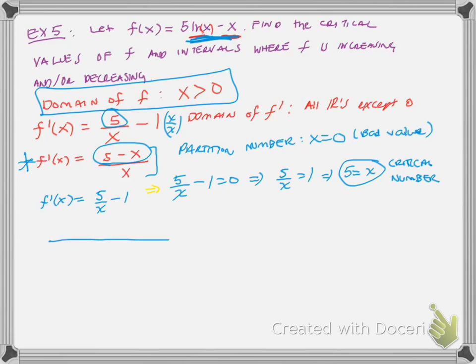Okay, so when we do our sign chart, we have 0 and we have 5. That's a bad value. That's a 0. Remember too, since 0 is not a critical number, then that means that we're probably going to have a vertical asymptote at x equals 0 for this function. And it's a critical number for 5.